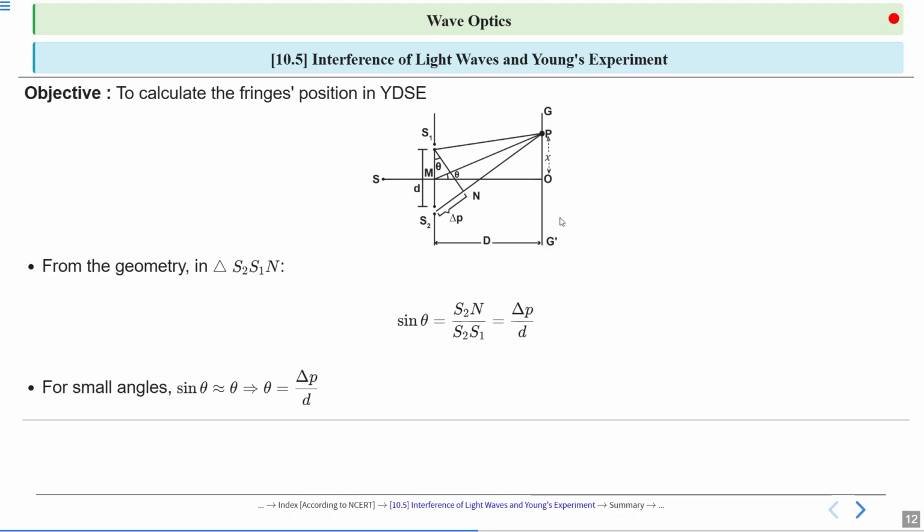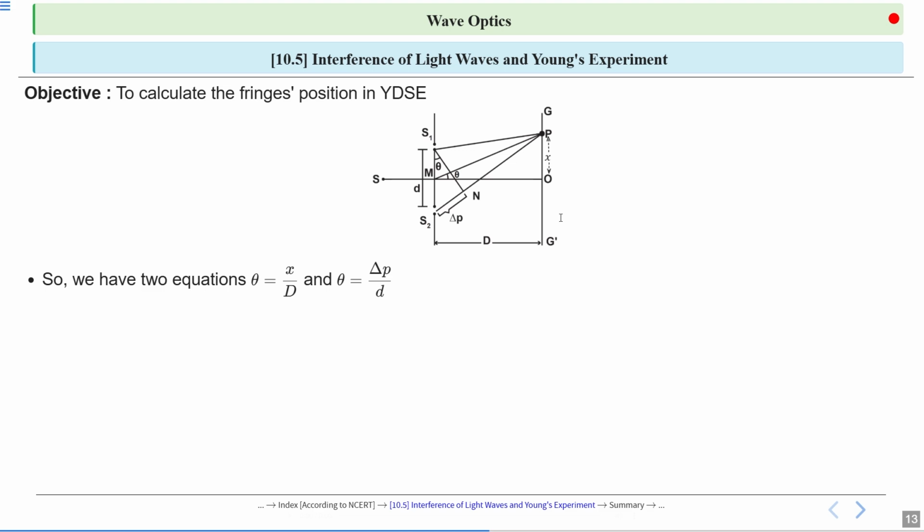So again, small angle approximation: sin theta is equal to theta itself. This simplifies our equation to theta equals delta P upon d. This approximation is valid because the angles involved in Young's double slit experiment, YDSE for short, are typically very small.